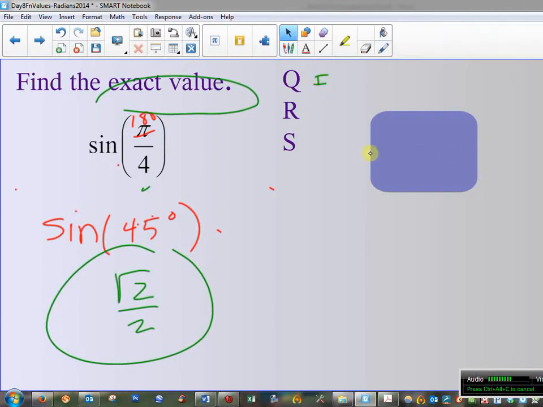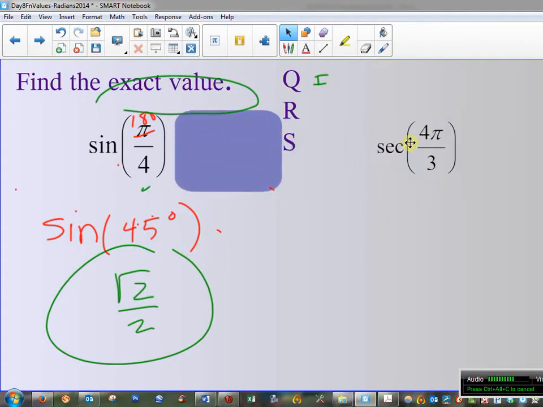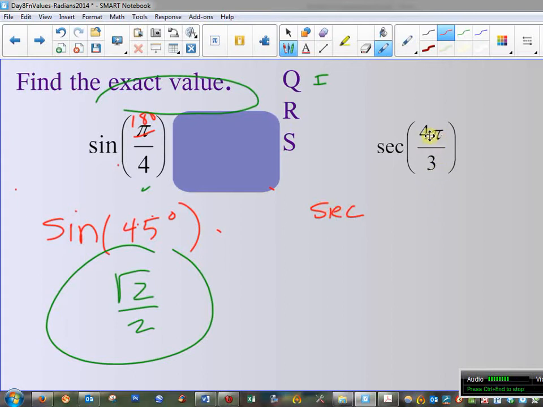Let's do one more example of finding exact value. The secant of 4 pi over 3. Now this one will be a little bit more involved. I'm going to begin by converting to degrees and taking a look at what I've got. It's still secant. I'm going to replace the pi with the 180. I'm going to do 4 times 180 on top, 3 on the bottom. I'm doing this in my head. I believe I'm getting 240 degrees.